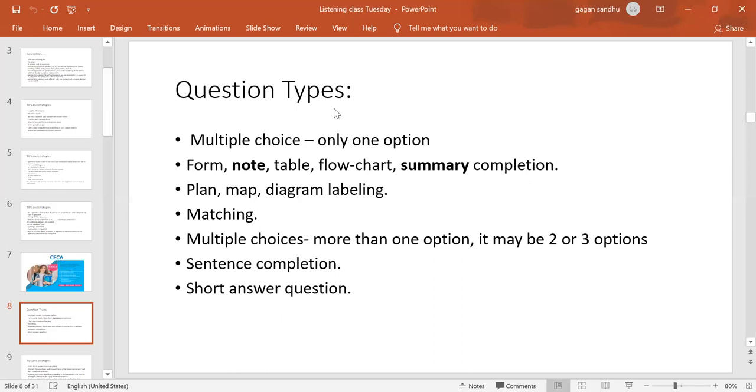These are the types of questions we'll be doing in the listening. This is generally how you will see the questions. Mostly the form note completion, table, flowchart and summary completion questions, plan, map or diagram labeling in part two, matching in part three, and yes, the MCQ also in part three, and then sentence completion, summary completion or short answer questions can be in part four. So this is the division and type of the questions you will have in your listening exam.